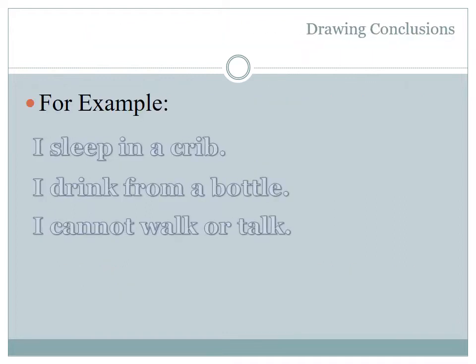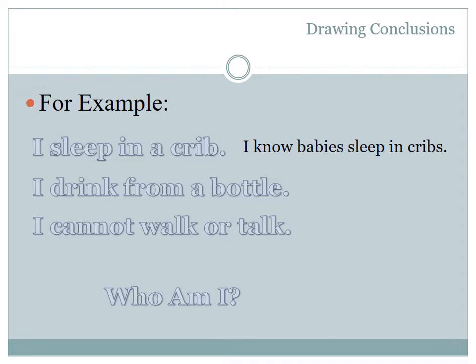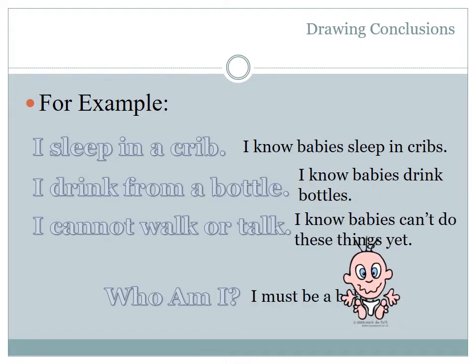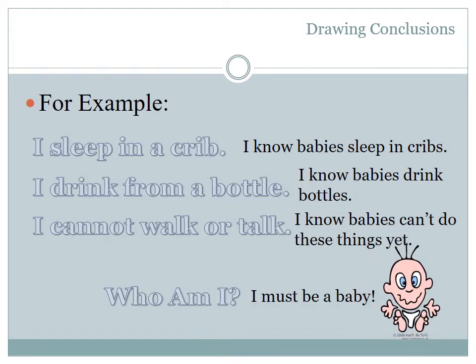So for example, I sleep in a crib, I drink from a bottle, I cannot walk or talk. Who am I? What can you conclude about this example? What is the answer? We know that babies sleep in cribs, right? And we also know that babies drink from bottles. And we also know that babies can't do these things yet when they are still babies. So our answer for that example is a baby. So it must be a baby.